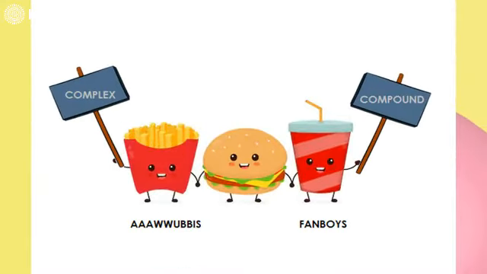Now, do not forget, if you find fanboys, it's a compound sentence. If you find awubis, it's a complex sentence. And if you don't find any of these, it's a simple sentence. The hamburger represents the simple sentence. Fanboys, compound. Awubis, complex.